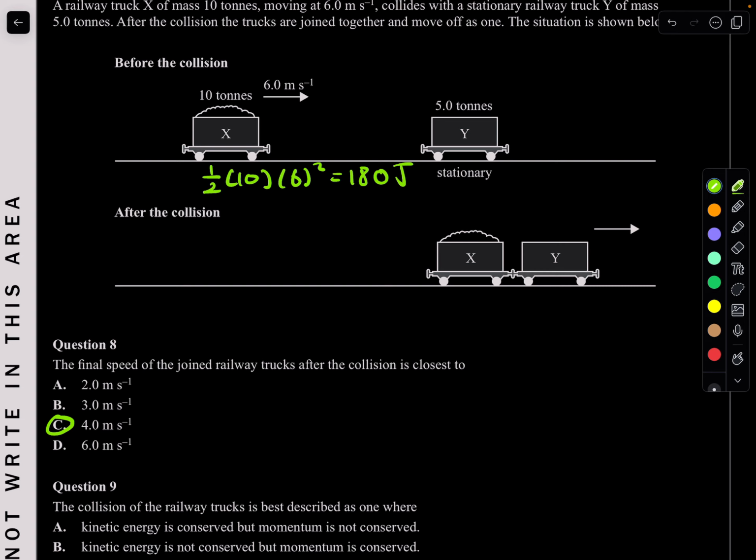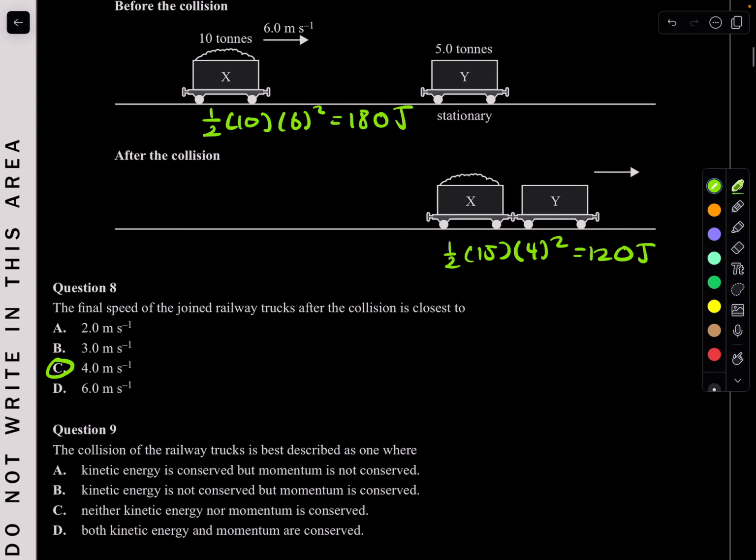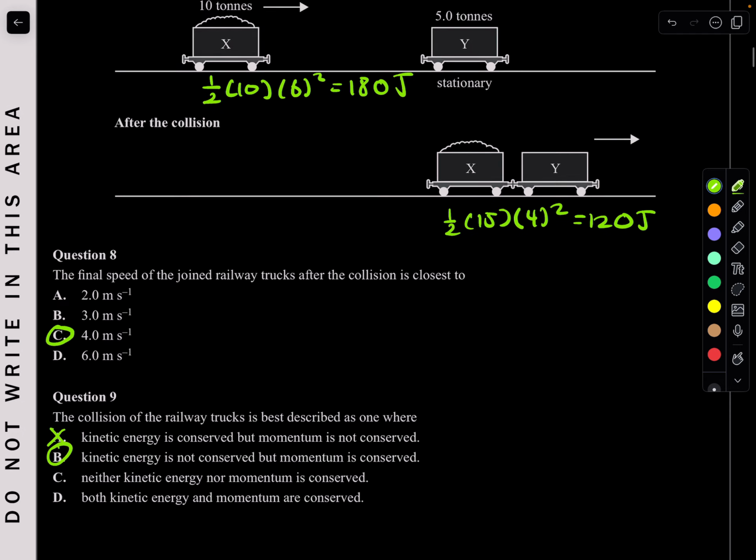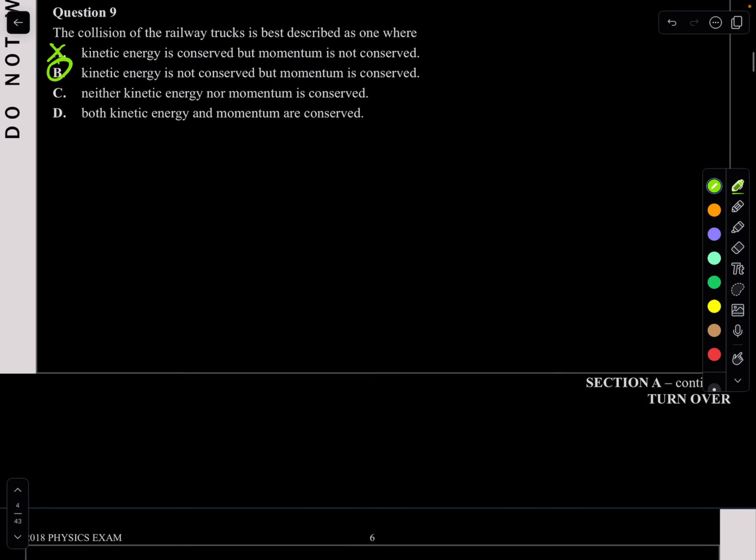And now let's look at the energy after. So this is going to be half times 15 because they're joined, and the velocity that we calculated is 4 squared. So it's going to be 0.5 times 15 times 4 squared. Aha! There is some energy loss, some kinetic energy lost. It's not the same. So actually, kinetic energy is not conserved in this question. So the collision of the railway trucks is best described as: kinetic energy is conserved? Nope. Kinetic energy is not conserved, but momentum is conserved. Beautiful. That is the key there. Done. Let's go to the next question.